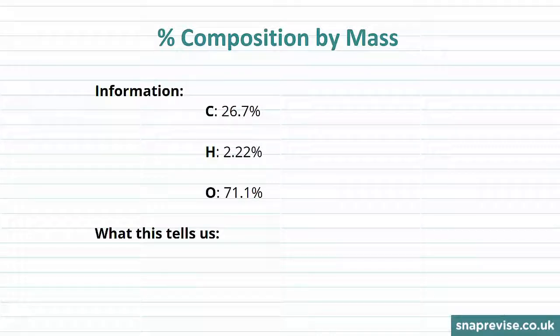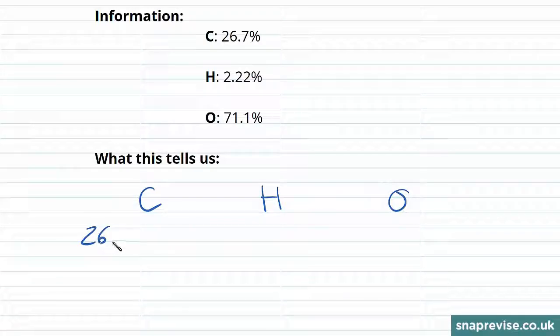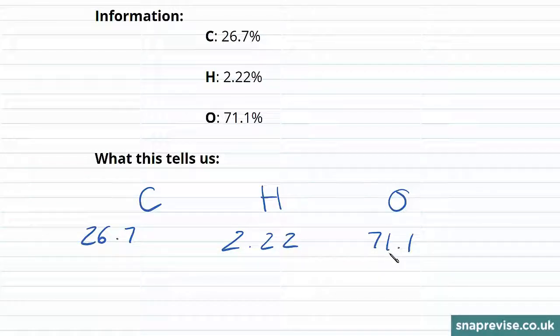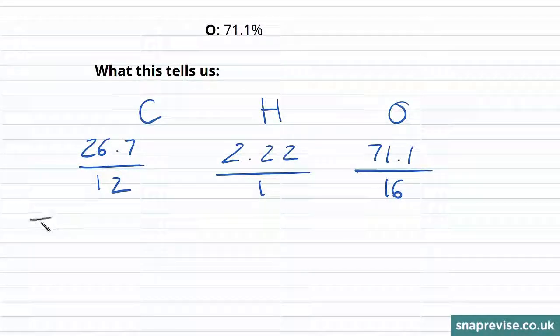the compound contains 26.7% carbon, 2.22% hydrogen and 71.1% oxygen. We can use these values to determine the empirical formula of our compound. We write the elements at the top, that's carbon, hydrogen, oxygen, with 26.7% carbon, 2.22% hydrogen, and 71.1% oxygen. We know the relative atomic mass of carbon to be 12, that of hydrogen to be 1, and that of oxygen to be 16. Dividing through.